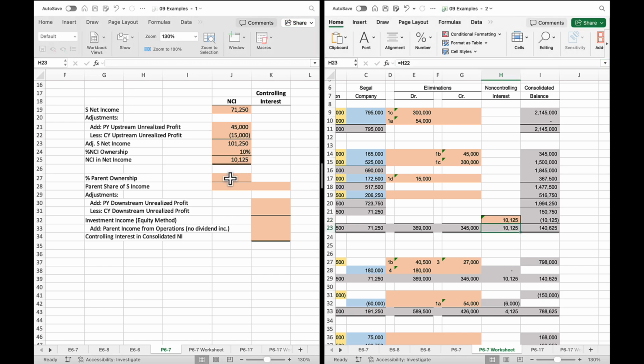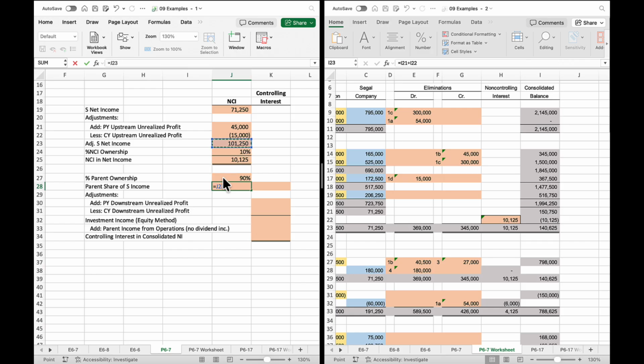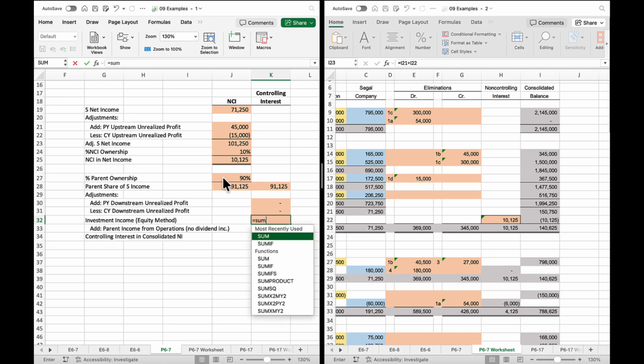Now, the rest of this we don't actually need, but what we can do is use this to double check our consolidated interest in net income, or this bottom right-hand corner of our income statement. So our parent ownership percentage is 90%. We're going to give them their share. In this example, we don't have any downstream sales, so we don't have any prior year or current year unrealized profit from downstream sales. So we don't need to make any adjustments there.